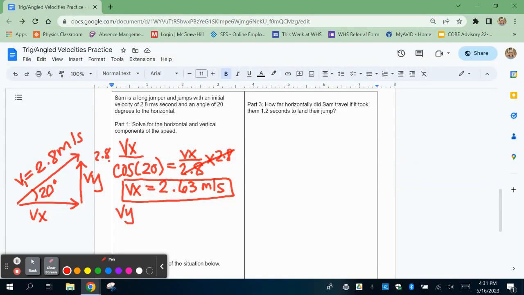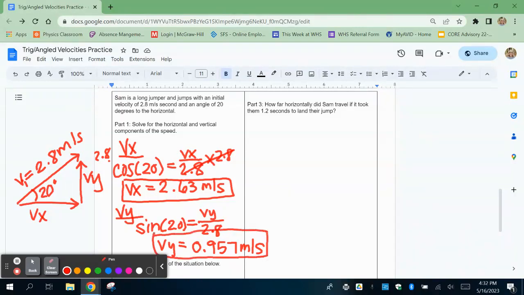For Vy, we're going to be doing the same thing, except Vy is opposite. So now we're going to use sine of 20 equals Vy divided by our hypotenuse, 2.8. So Vy equals 2.8 times the sine of 20, and you get Vy equals 0.957 meters per second. So that's solving for the angled velocities, very similar to what you were just practicing up above.